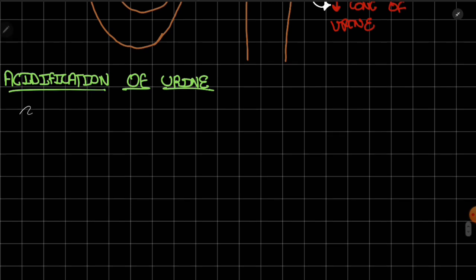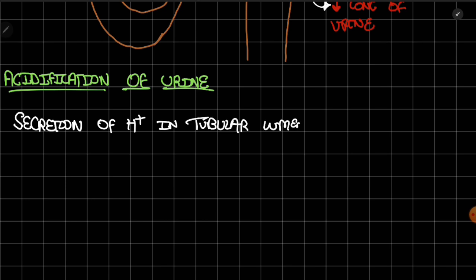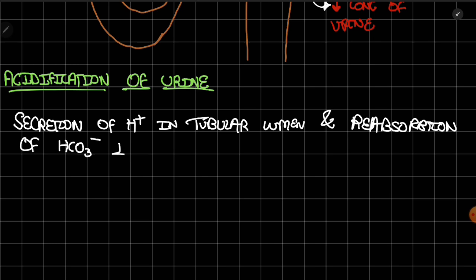Acidification of urine is basically secretion of H plus in the tubular lumen and reabsorption of bicarbonates in the renal interstitial fluid. Okay, secretion of H plus and reabsorption of bicarbonate in renal interstitial fluid.